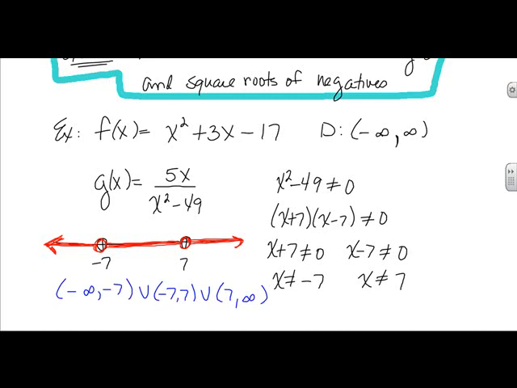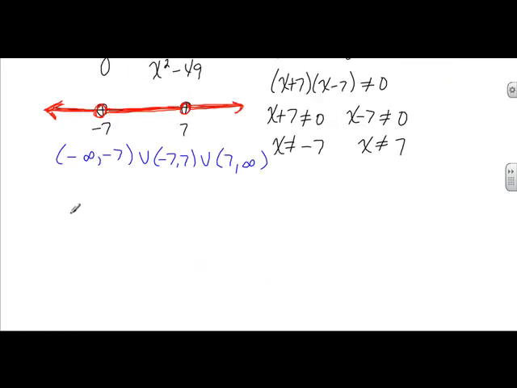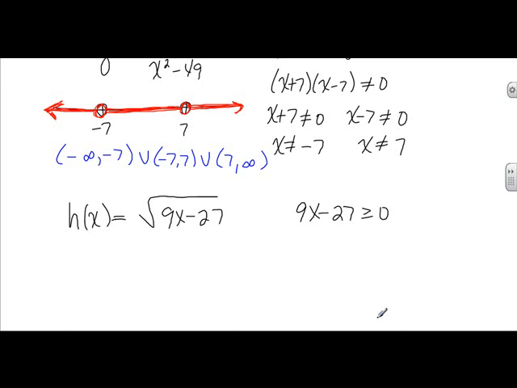All right. For function h of x, if we're trying to find the domain, h of x is the square root of 9x minus 27. Okay, well, I know that to take a square root, I have to have a non-negative value. So here's what I'm thinking. 9x minus 27 has to stay greater than or equal to 0. Well, that means 9x is greater than or equal to 27. X is greater than or equal to 3, and that is the domain of this function.